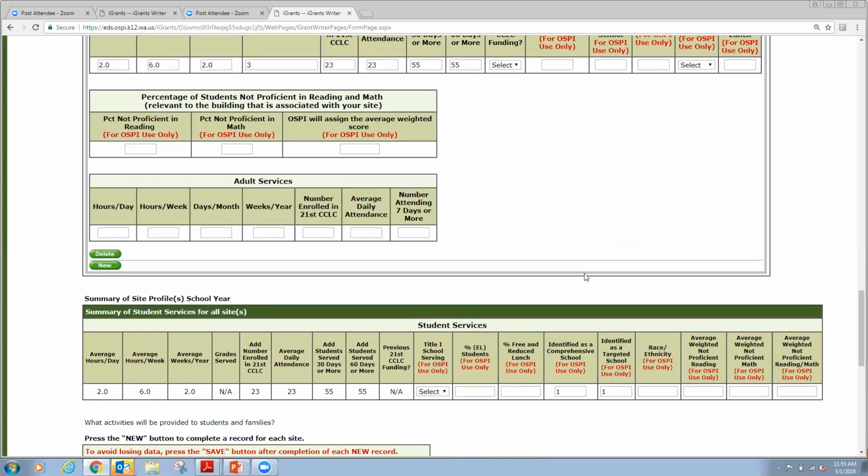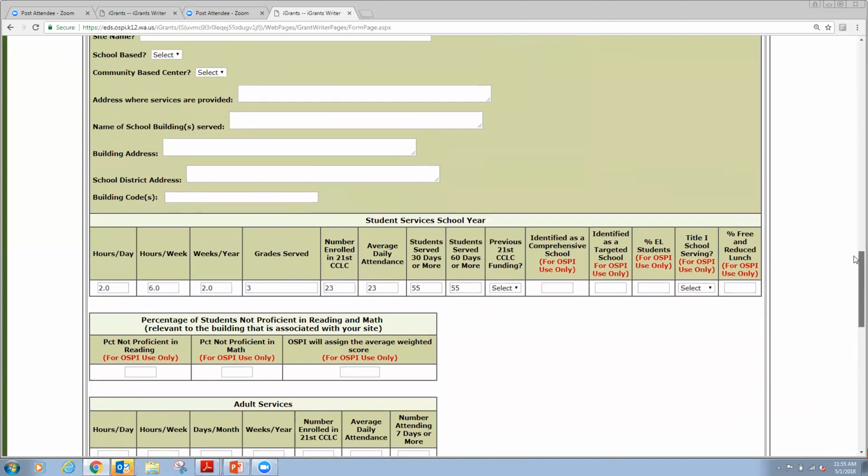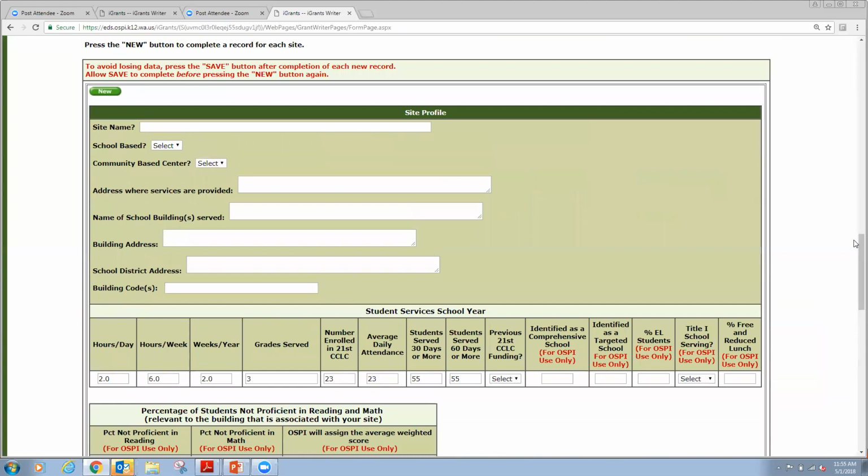If you have more than one site where you're serving students, you press the new button right here. And all of this information that I just went over, this big square box here for the site profile, will pop up again. And you'll need to fill it out for the new site. So this exact page right here you're looking at will come up again.